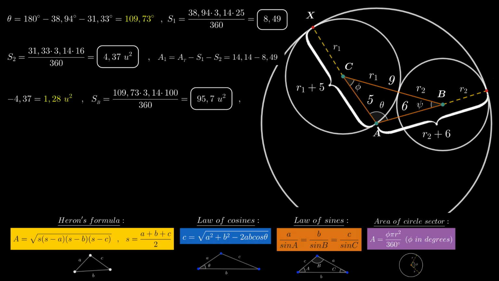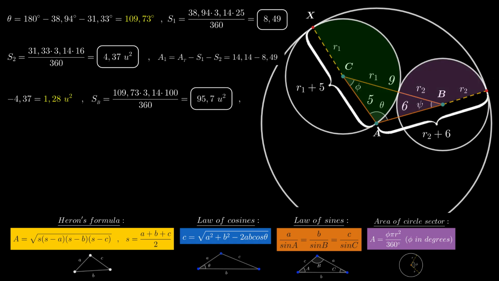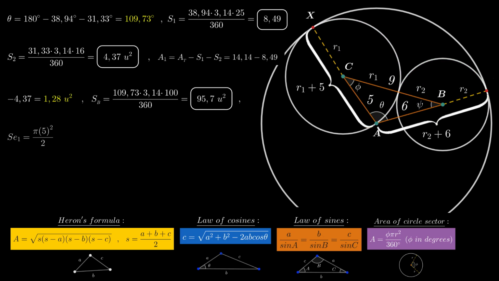Okay, next order of business is to find the area of these semicircles here. The area of the bigger semicircle is SE1 equals pi times 5 squared over 2, which is 39.25. And the area of the smaller semicircle is SE2 equals pi times 4 squared over 2, which is 25.12.